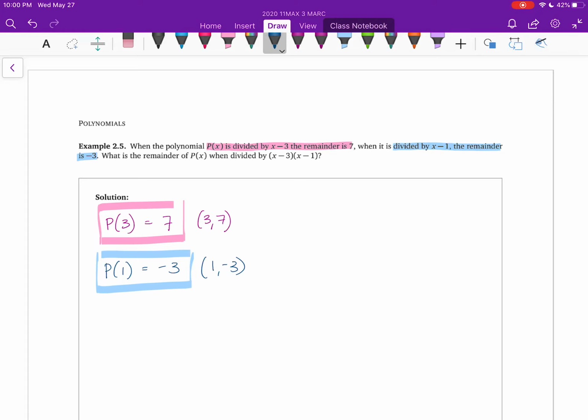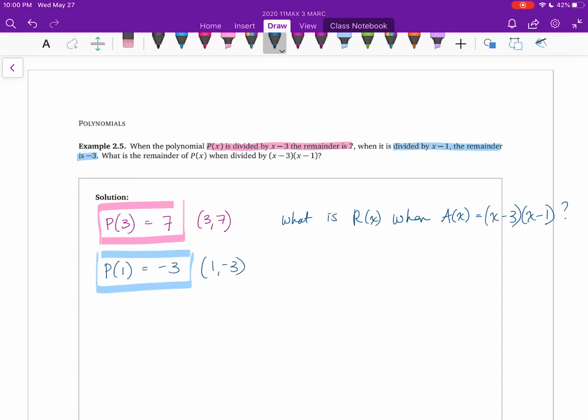And then when I read this question of what is the remainder of p of x when divided by this product, I'm just going to rewrite that. What is, or find, r of x when a of x is x minus 3 times x minus 4.